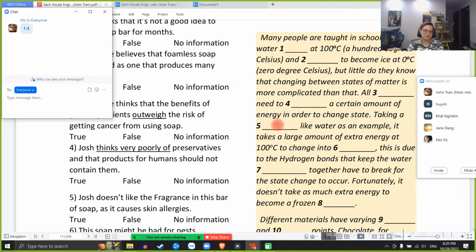As an example. It takes a, âm a xong chữ k. Takes. It takes a large amount of extra energy. Amount of extra energy at 100 degrees Celsius.